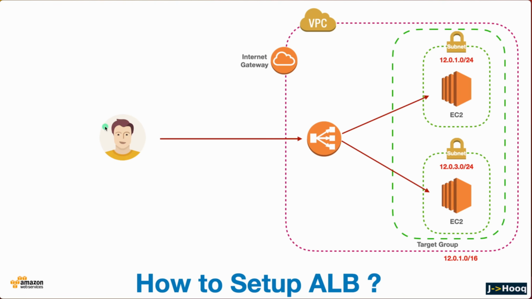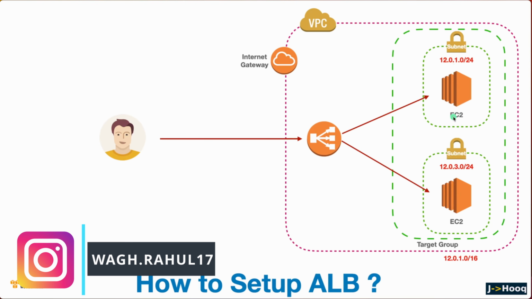So here on the left hand side, you will see this is a user which will try to access our application load balancer, and from there the application load balancer is going to share the load between the EC2 instances, and these EC2 instances are running in the public subnet, and this public subnet is present inside our VPC.